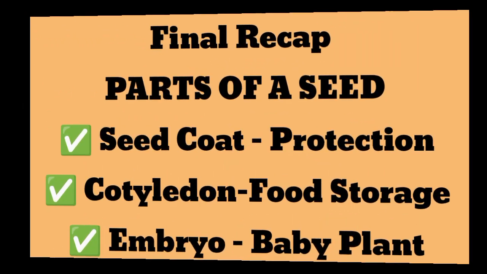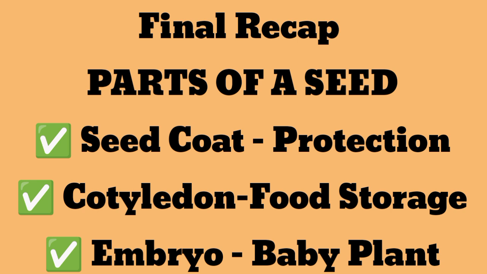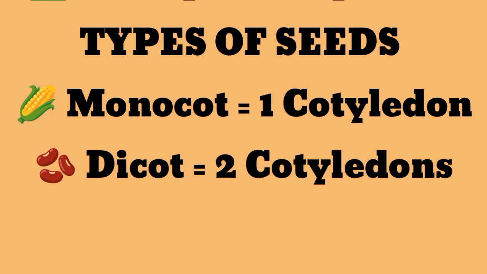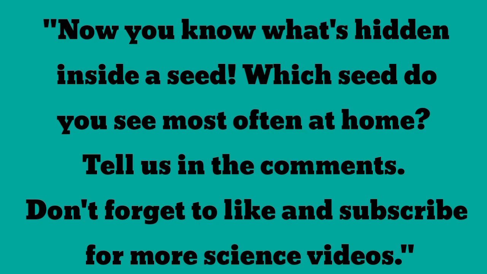Let's have a final recap of what we have discussed in this video. First of all, we have discussed parts of a seed: seed coat, cotyledon and embryo. Then we have also discussed types of seeds: monocot seeds that have one cotyledon and dicot seeds that have two cotyledons. Examples of monocot seeds are rice and wheat. And dicot seeds have two cotyledons. Its examples are bean seed, pea seed and gram seed. Now you know what is hidden inside a seed.